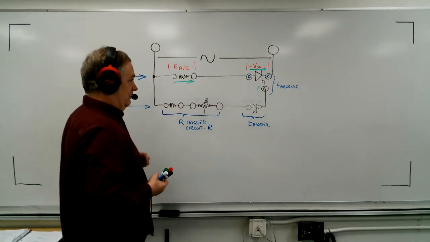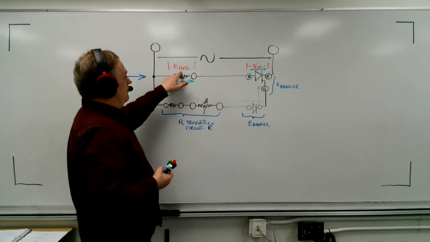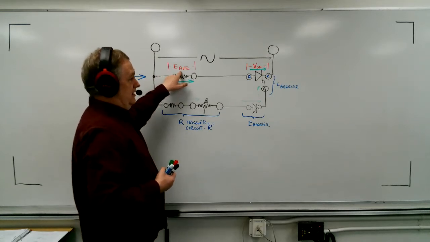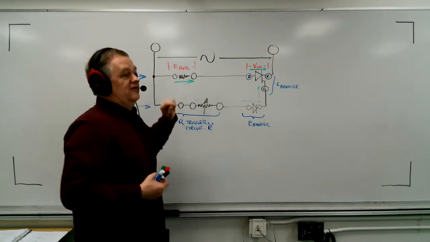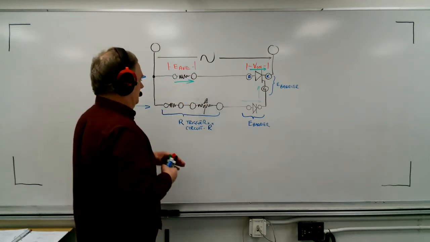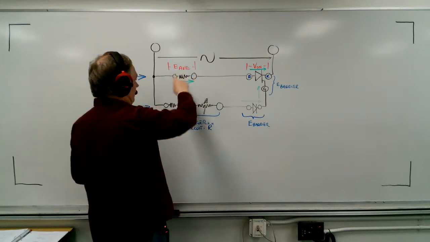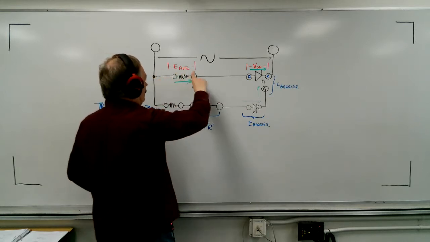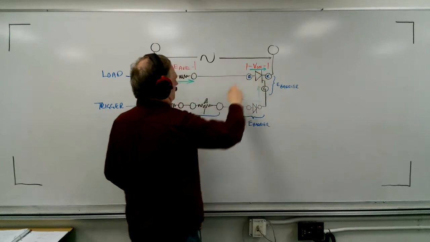Let me think about that. It'd be 54 volts if we triggered at 0, and 27 volts if we triggered at 90 degrees. So this, remember, is a DC average voltage. So the point is, what about this voltage?